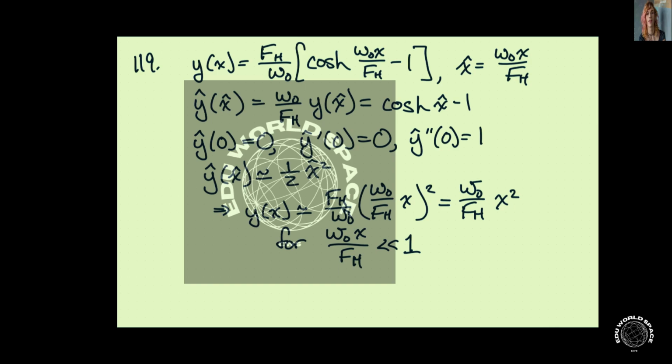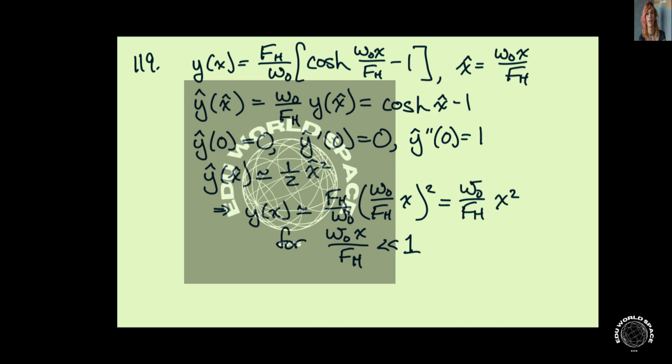cable shape. And so if we plug all this stuff back in, you see that y of x is approximately W naught over F_H times x squared. And this is again what we would get if we had just assumed that the weight was distributed horizontally and not along the curve. If we have a very sag curve like this, a lot of the weight is actually over here, right? And a lot of the weight is over here. It's not uniformly distributed over the horizontal distance.